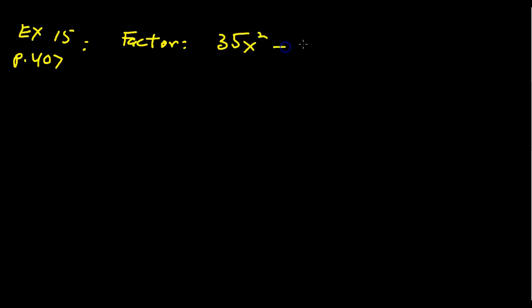Example 15. Also on page 407. Factor the following expression. And I believe there's a common mistake that happens in a problem like this, so listen up out there. 35x squared minus 25x plus 5.